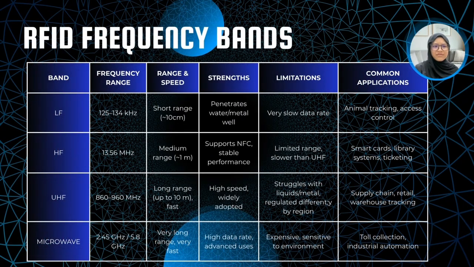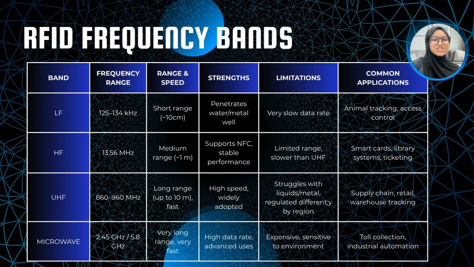Firstly is LF, which stands for low frequency. This band works at very low frequencies. Because of its long wavelength, it can penetrate water and metal better than higher bands. But it is slow and only supports very short ranges. That is why it is used in things like livestock tags or building access cards.